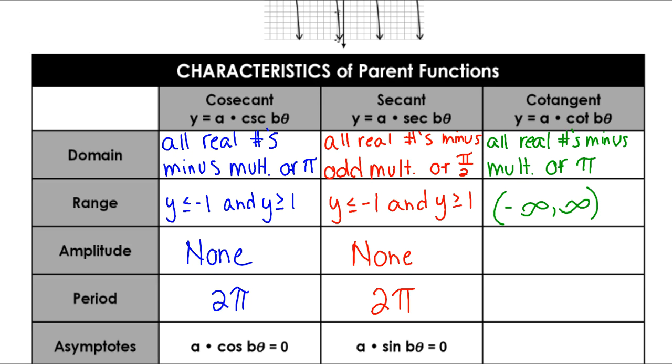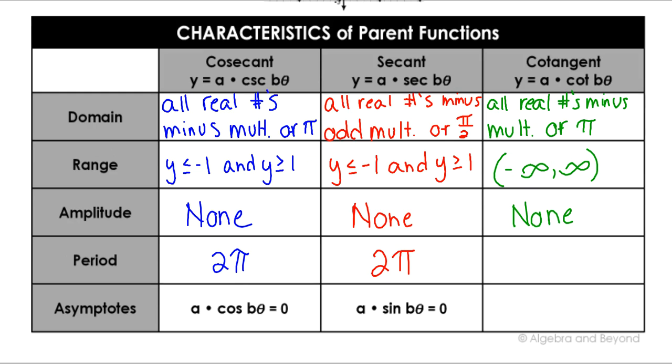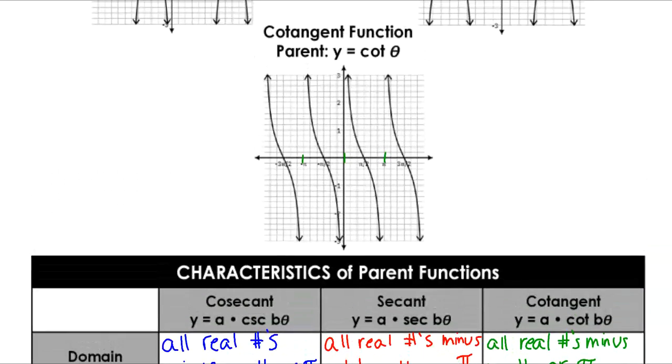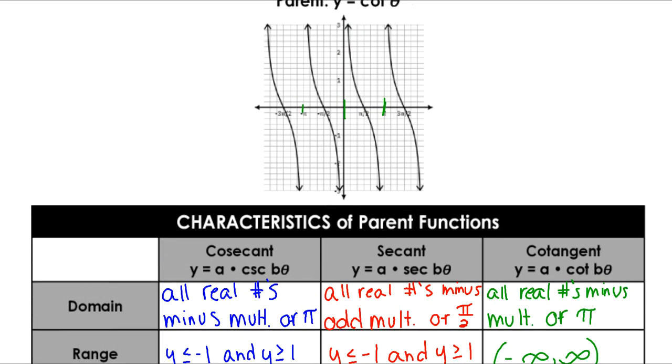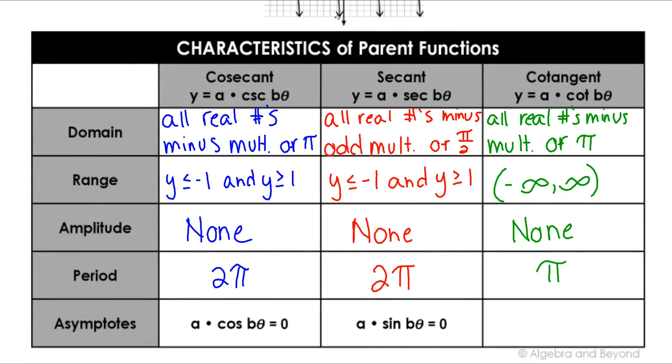And then again, the graph is going up and down forever, so there is no amplitude. So no amplitudes on any of these reciprocal functions. The period on this one, so the time it takes to complete one whole cycle, so between two asymptotes, is pi for cotangent. And then again, our asymptotes here are going to happen at all the multiples of pi over the absolute value of b. So those transformations that are happening, stretches and compressions, will affect where those asymptotes happen.